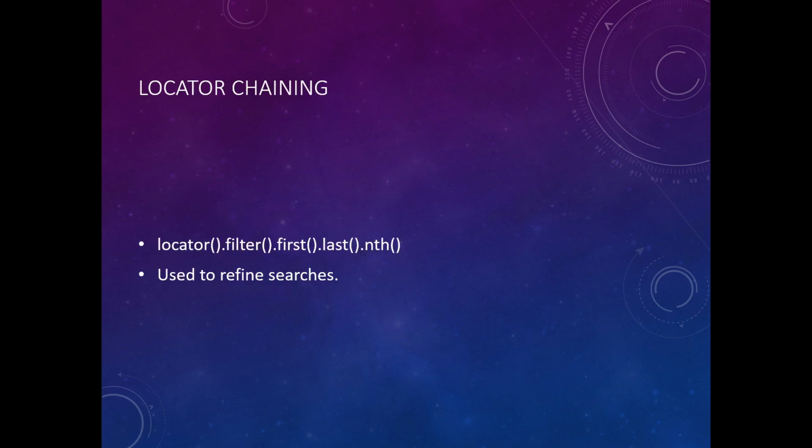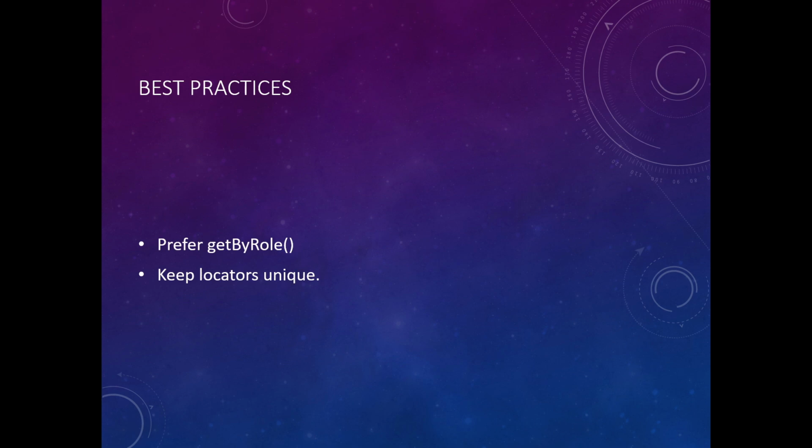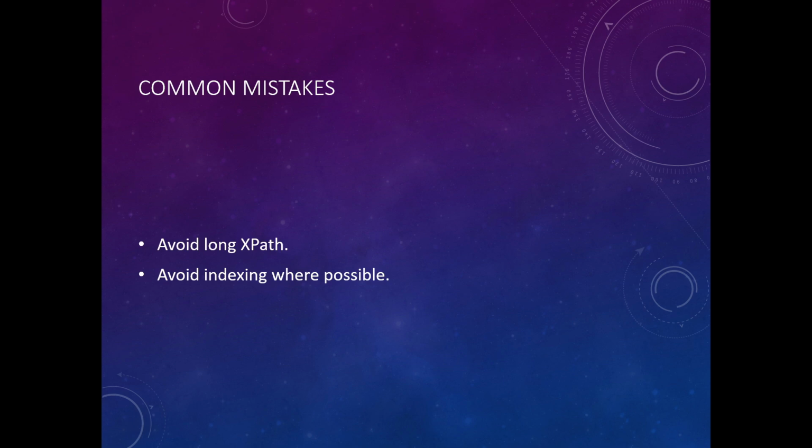And locator chaining, in some cases we need to locate, multiple locators may be there. So in that case, you need to filter out one. You can either use first, meaning the first element, dot last means the last element will be pointed at, and nth of 1, nth of 2 in between. Okay, and used to refine the searches. That is for locator chaining. And best practice is prefer getByRole and keep locator unique. Those are the best practices. And common mistake, avoid long XPaths and avoid indexing where possible.